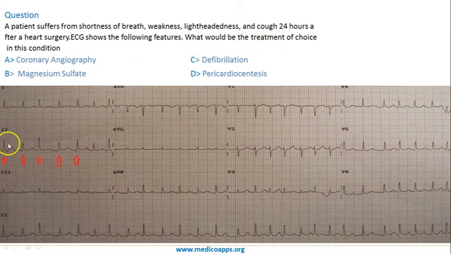So again, you can see there is alternating high and low voltage, electrical alternans, in the same lead. Any lead you pick shows this particular feature. And why is it so? Because the myocardium is moving in a fluid filled sac, in a huge fluid filled sac.